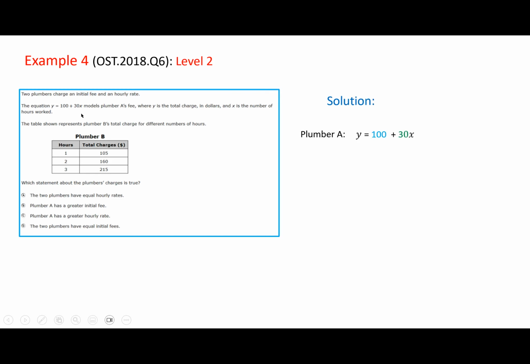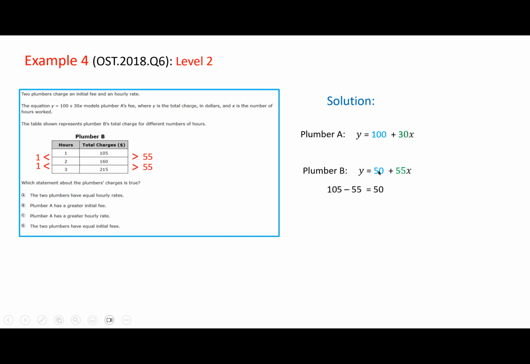Now, plumber A is given as 100 plus 30x. For plumber B, we need to find the rate of change. So we take the differences here. We are going by 50, by 55, here by 1. So obviously it's $55 an hour. Now, this is $105 here. That represents the initial fee plus 1 hour. So if the hourly rate is 55, obviously the initial fee is 50. So now I have all the information I need.